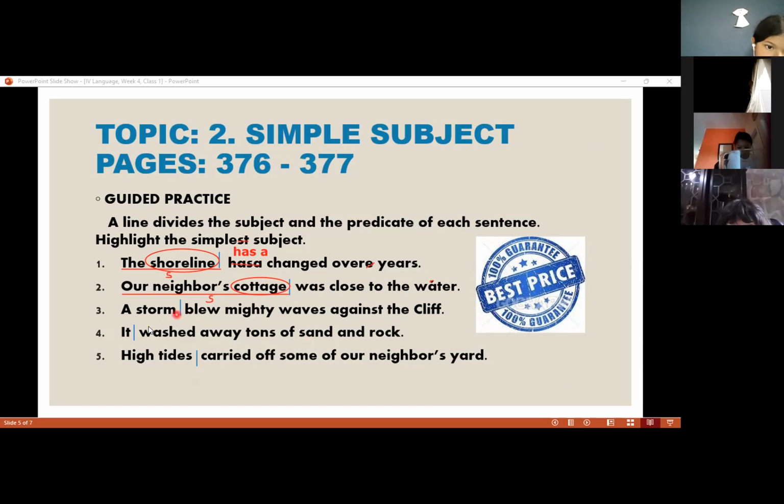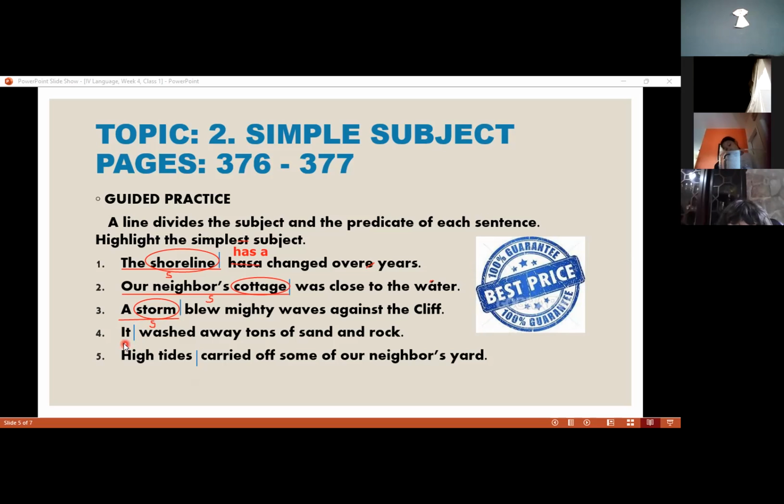Now, sentence number 3, it says, a storm blew mighty waves against the cliff. What is the subject in this sentence? It's a storm, that's right. But what is the most important word? Storm, that's right. So storm is the simple subject, because storm is the most important word in the subject. That is the simple subject, the word that I'm circling here.